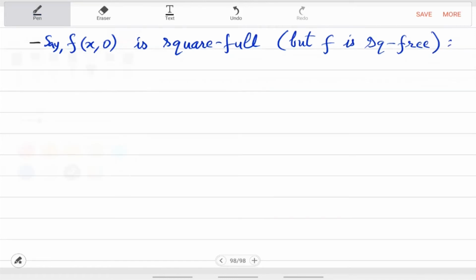Okay, so this case is a bit trickier. What do you do here? This is the motivating example, x square plus y. Right, x square plus y is square free, but at y equal to 0 it becomes square full. So how do you get out of that problem? What origin should you use?